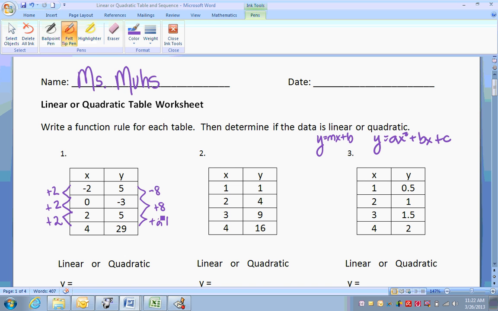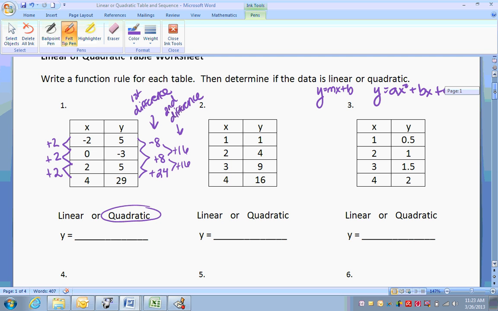So when we're doing that, we realize that this is our first difference, and our first difference is not the same. So we have to go ahead and look at our second difference and see if that's the same. Well, to get from -8 to 8, we have to add 16. And to get from 8 to 24, we have to add 16. Well, now our second difference is the same. Therefore, when our second difference is the same, it's quadratic.